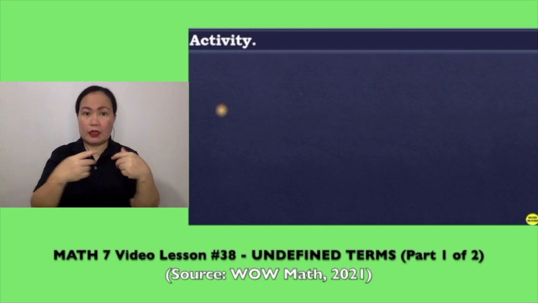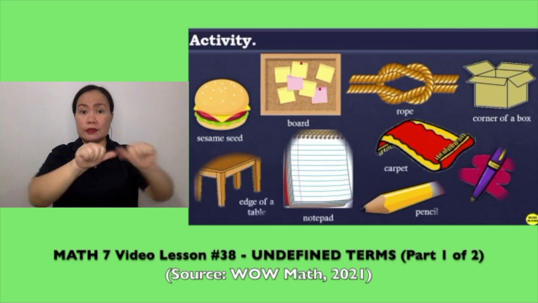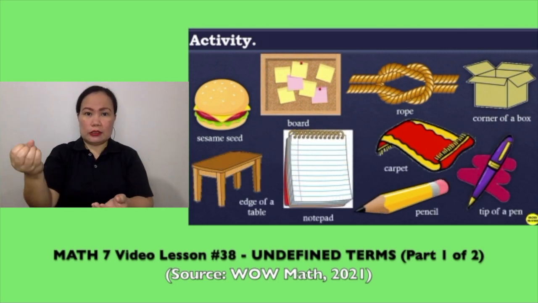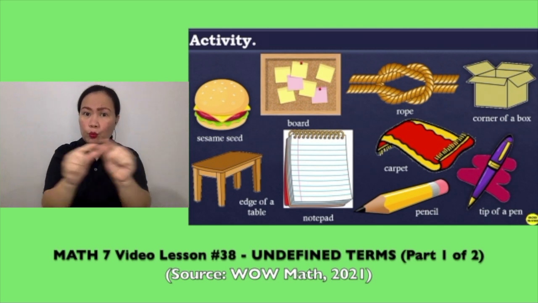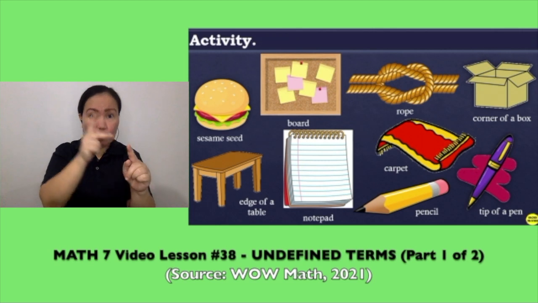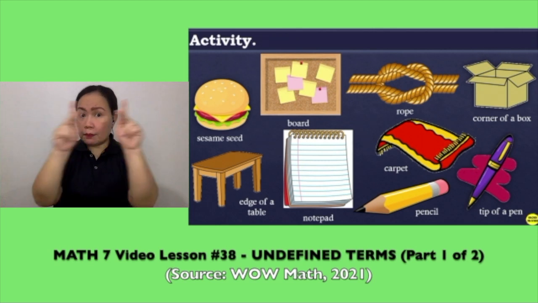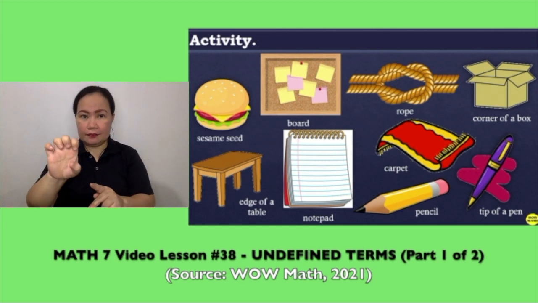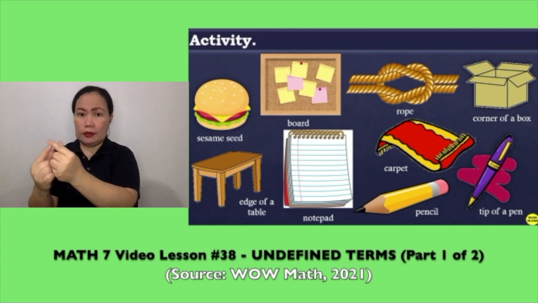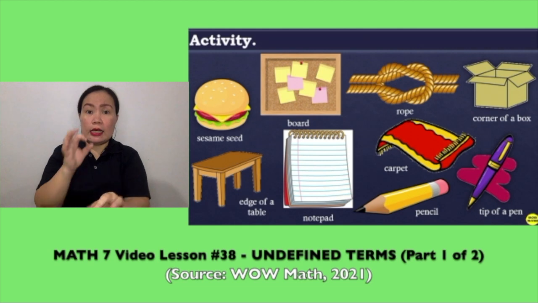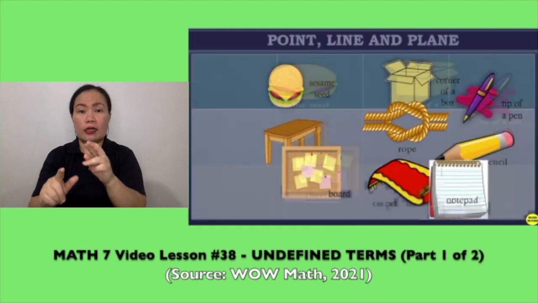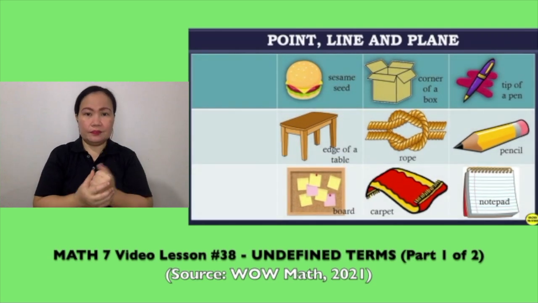So I have here sets of objects, and I want you to group these objects according to its representation. Is it a point, a line, or a plane? So I'm giving you 10 seconds. So pwede nyo itry na mag-group into 3 if it represents a point, a line, or a plane. So let us answer. So a point, a line, and a plane.